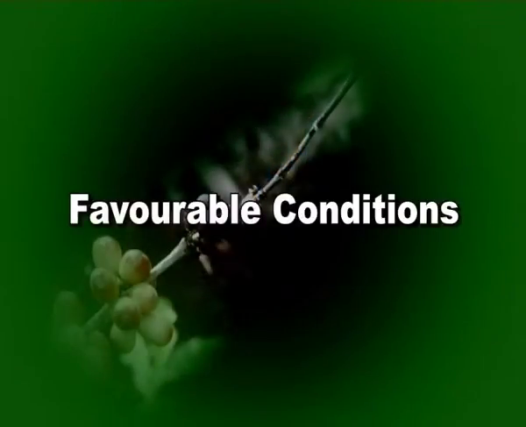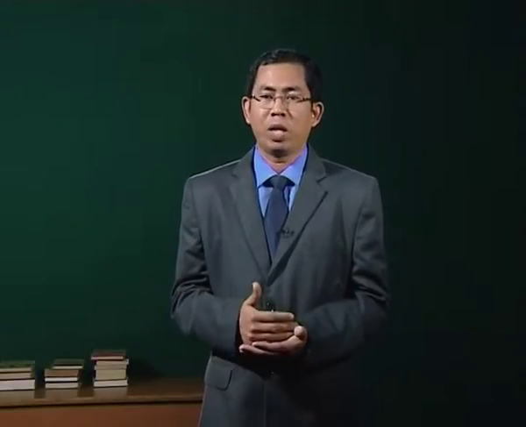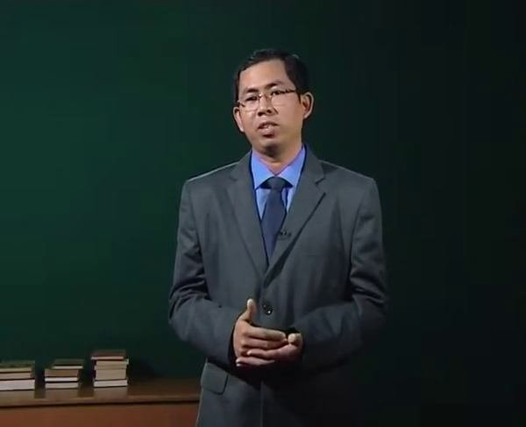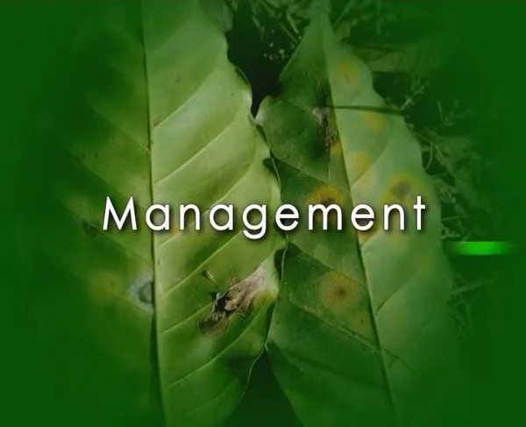Next we will go for the favorable conditions of the disease. Rainy weather, periods with mist or dew, and moderate temperature favor the disease. After the favorable conditions, next is the mode of spread and survival. It is observed that one lesion produces 1.5 lakh urediniospores, which are spread by rain splash and wind. So now we have gone through the symptoms, favorable conditions and spread of the disease. Next we will learn about the management practices of the disease.